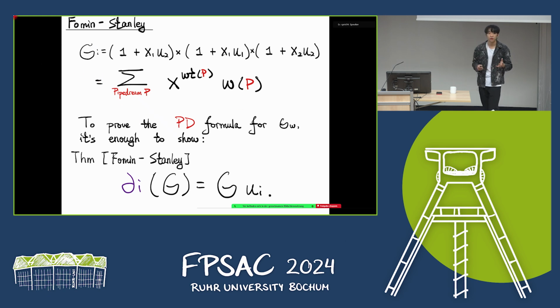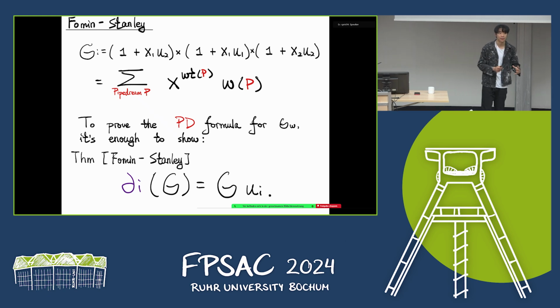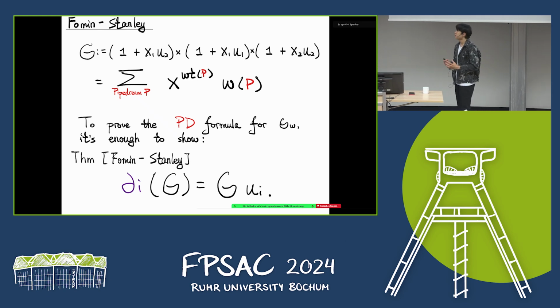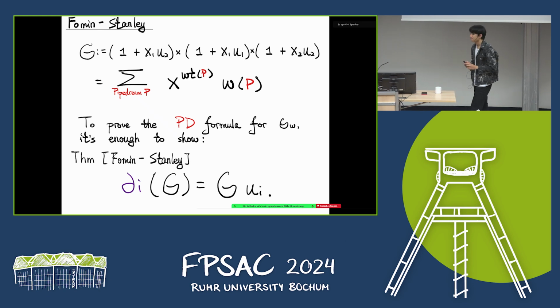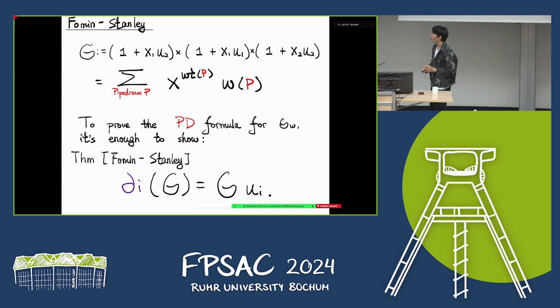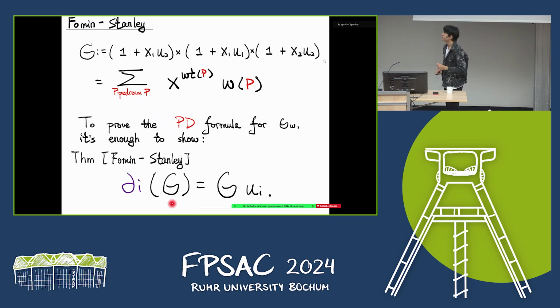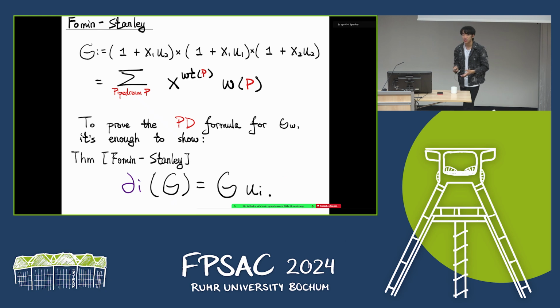It's a generating function over all pipe dreams, where we have the monomial of the pipe dream together with the permutation of the pipe dream. They realized that if you want to prove the pipe dream formula for Schubert polynomials, it's enough to show that if I apply the partial operator on this generating function, it will only affect these x variables. That's the same as right multiplying by ui. Once they can show this is correct, by the recursive definition of Schubert polynomials, they know the pipe dream formula is correct, so they give an algebraic proof for the pipe dream formula.